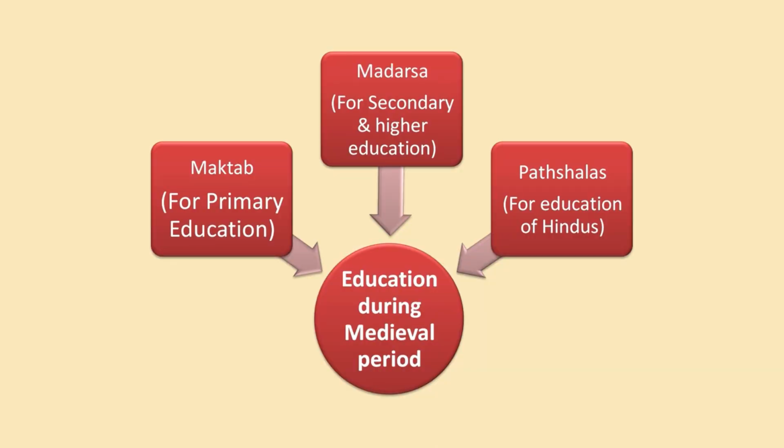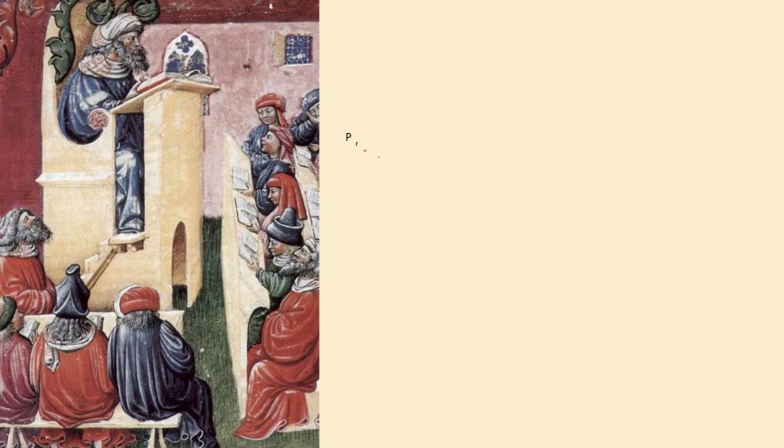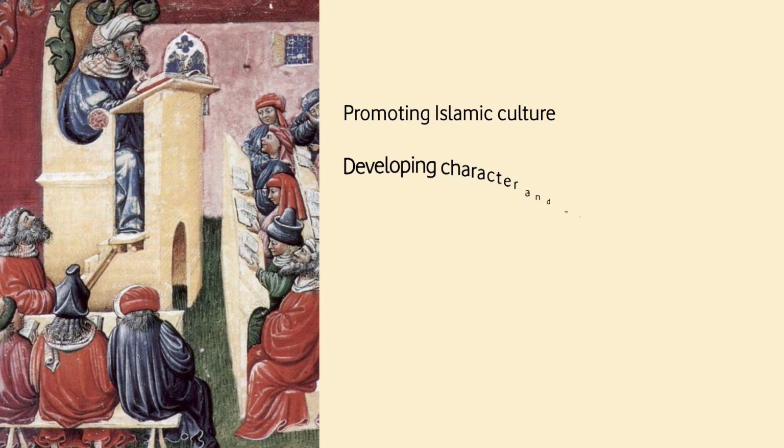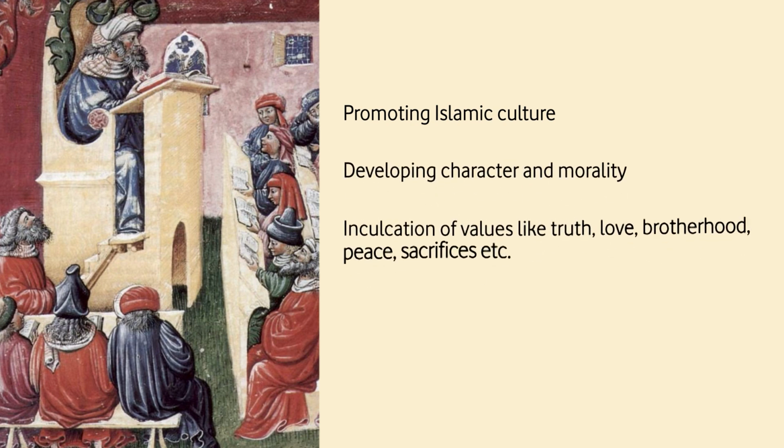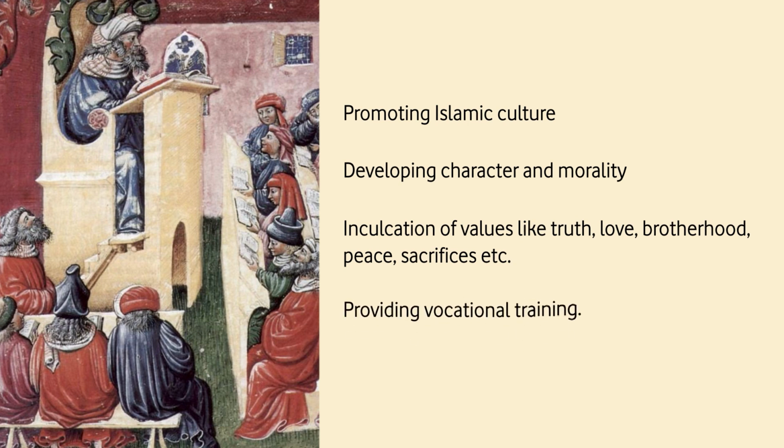For primary education, they started Maktab, and for secondary and higher education, they started Madrasa. And for Hindu people during those times, the Pathasalas were started, which were not residential like the Gurukula ashram. Pathasalas were started only for the Hindus. And these are the three prominent educational centers you can see during the medieval period. In this period, the aim was to promote Islamic culture and develop morality and character, including values like truth, love, brotherhood, peace, and sacrifice. Along with that, importance was given to vocational training.